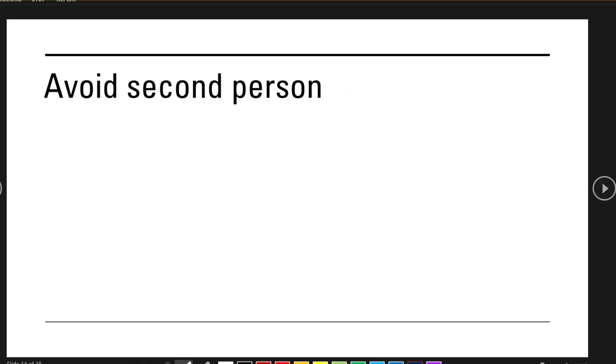And similarly, you want to take out all the second person. So that's you and your. When you use those words, you're directly addressing your audience. And then for this paper, I'm your audience. And since you're not writing a paper about me, you don't need those words either.